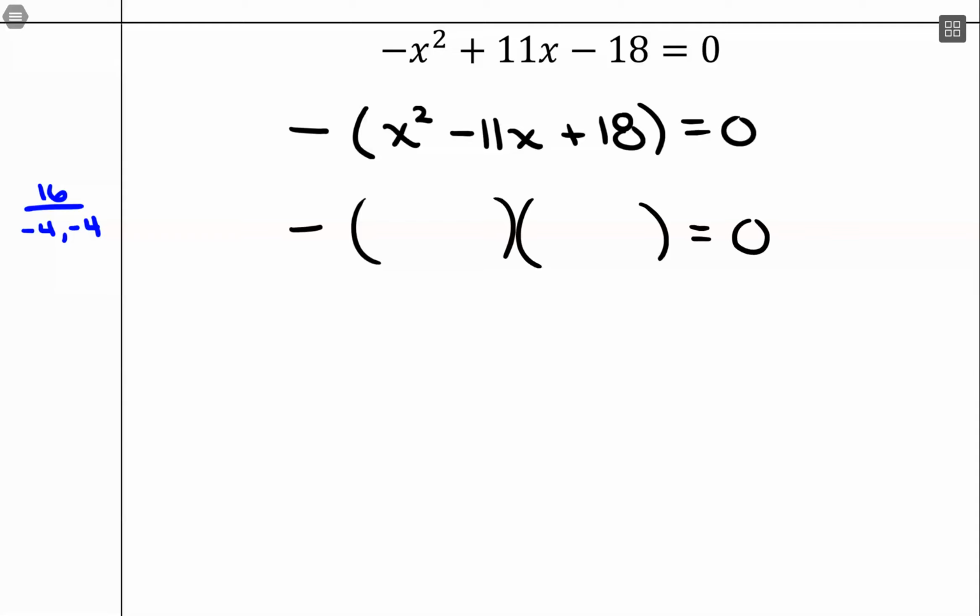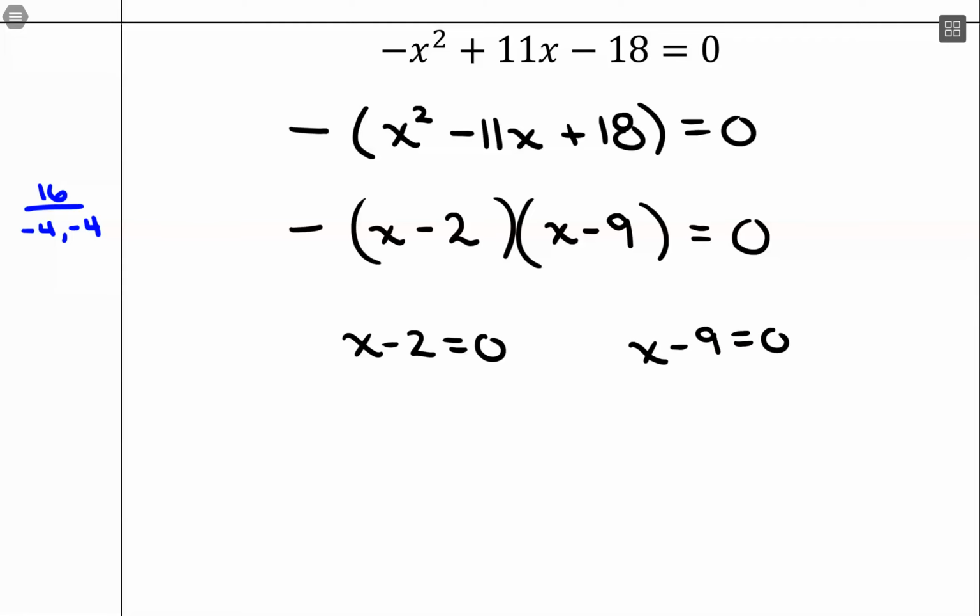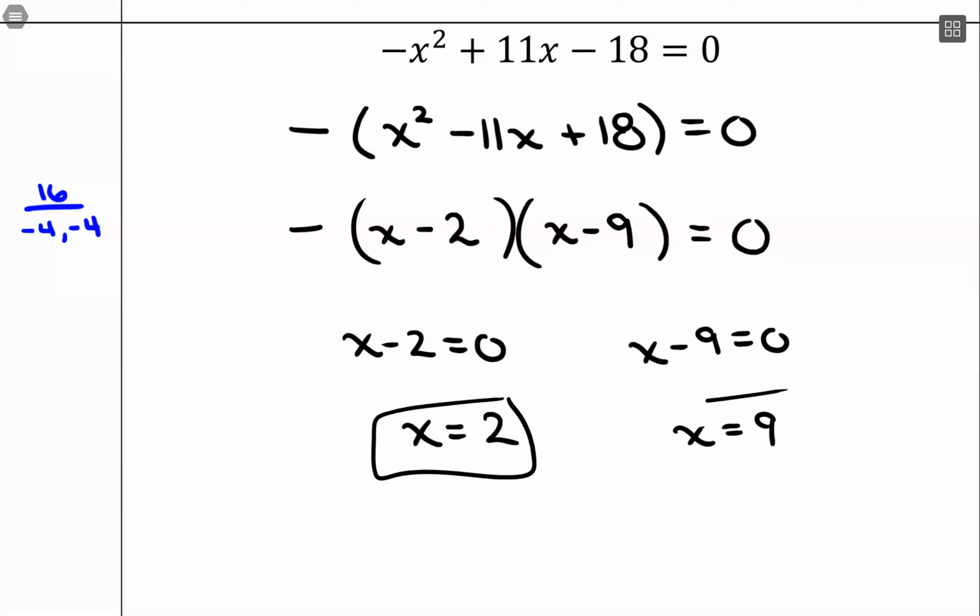So we want to factor that x squared minus 11x plus 18. So what we would do is look at those factors of positive 18 and see which ones add up to negative 11. And that's going to be a negative 2 and a negative 9. And then we'll see that x minus 2 has to equal 0, or x minus 9 has to equal 0. So x equals 2 and x equals 9 are the two solutions.